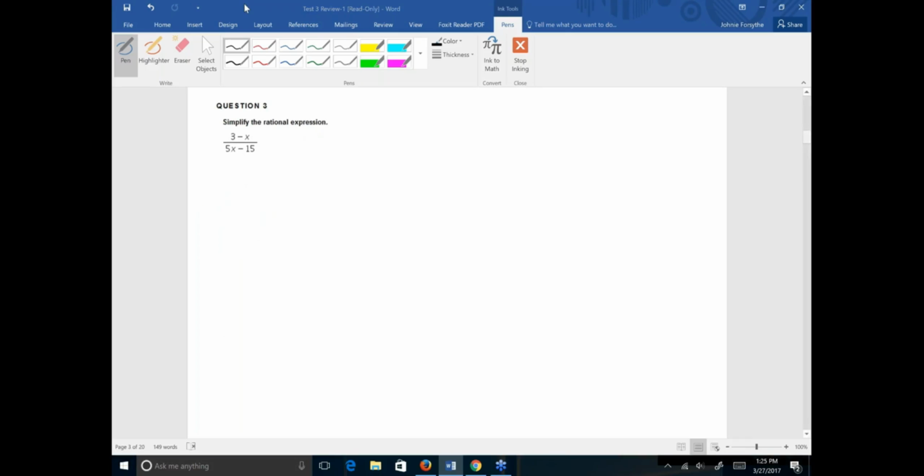Question 3, simplify the rational expression. So let's see what we've got. Right now, we can factor the bottom.